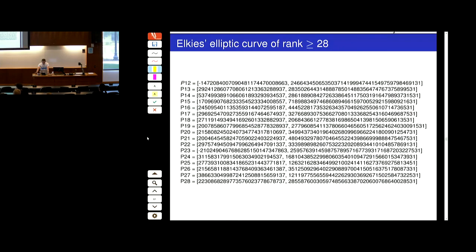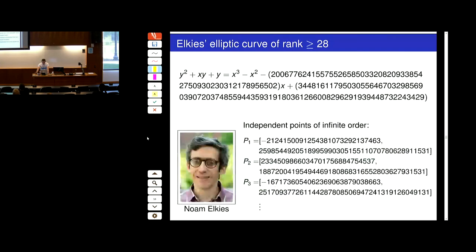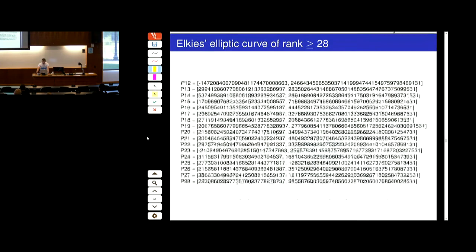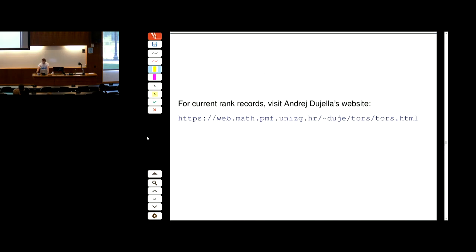By the way, I don't know if you've noticed, they're all integer coefficients. It's such an amazing thing that there are so many integer points on an elliptic curve, on a cubic curve. The curve itself is amazing.